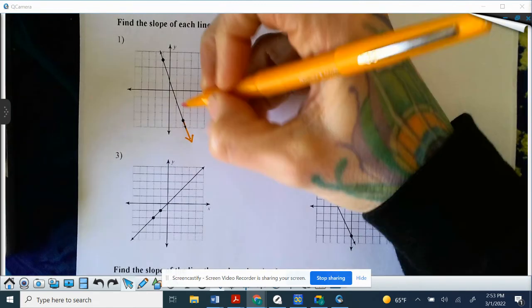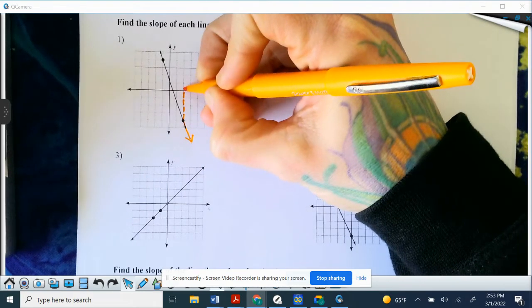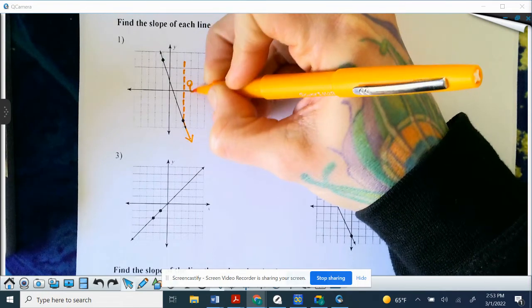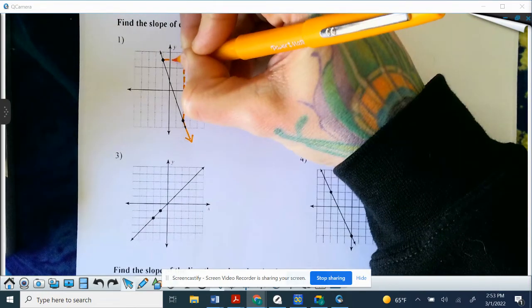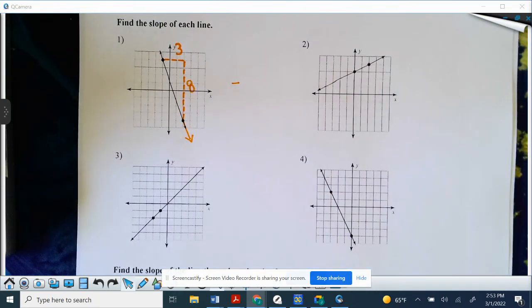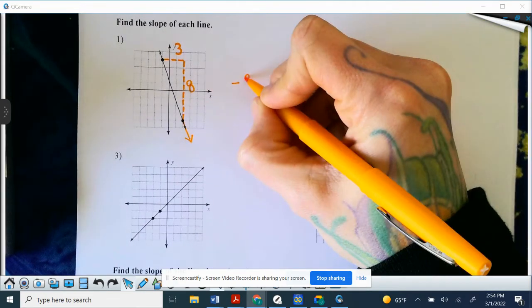So from dot to dot, I have 1, 2, 3, 4, 5, 6, 7, 8. So a rise of 8, and then a run of 3, and that is to the left. If you happen to choose to count up and to the left, that also is how you know it will be negative. Or if you counted down, that would be a negative 8, and then to the right 3, which again would be negative. So it is going to be rise over run, so 8 over 3.